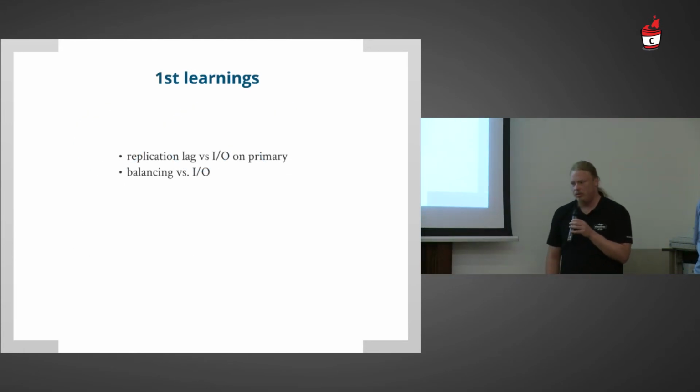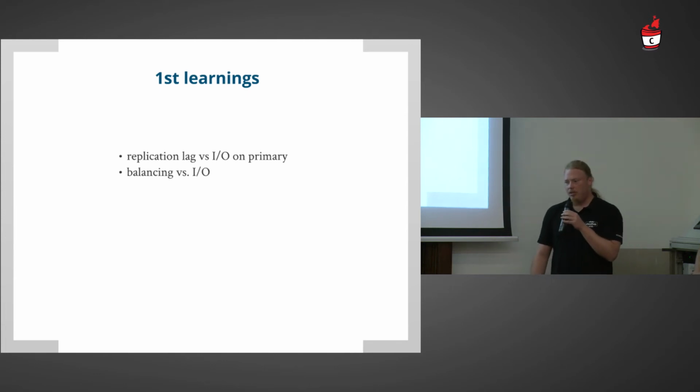So let's come to our first learnings. Of course, we're talking about lots of data, so I/O was our primary problem. The first thing we noticed was that we were seeing lag on our secondaries, but there was no load on them. Then we figured out the reason: our primary is under such high load that our replication stream cannot be sent fast enough to the secondaries. So this is a thing to watch out for.